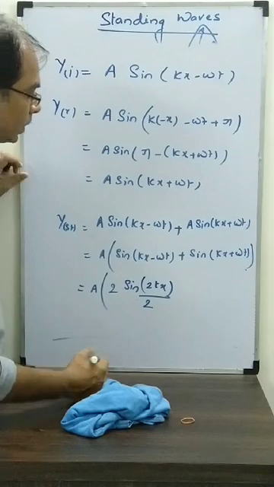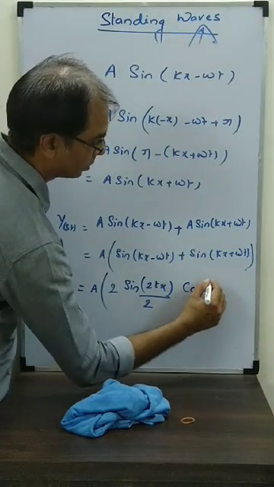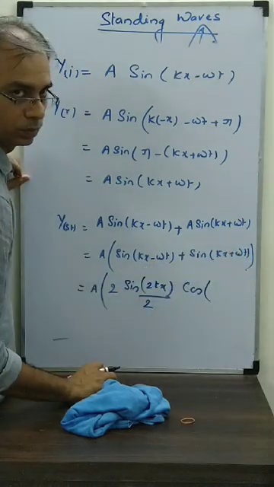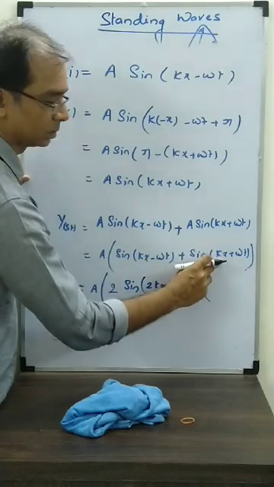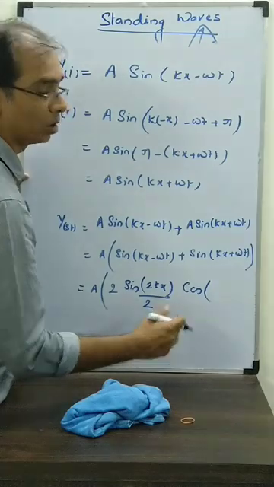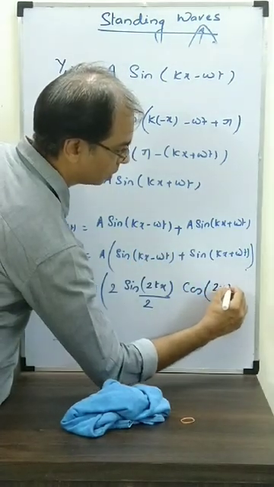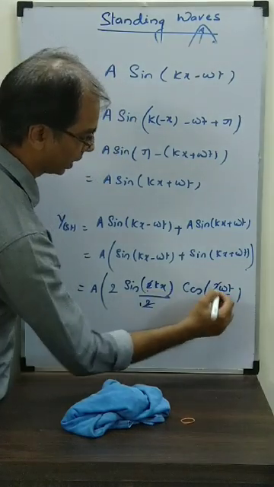Okay, then here cos. Now what? This minus this by 2. So when you do this minus this, kx will get cancelled. So what will we be getting? Cos of minus 2 omega t by 2, and cos of minus theta is cos theta only. So cos of 2 omega t by 2. This 2 gets cancelled. Here also you cancel it.